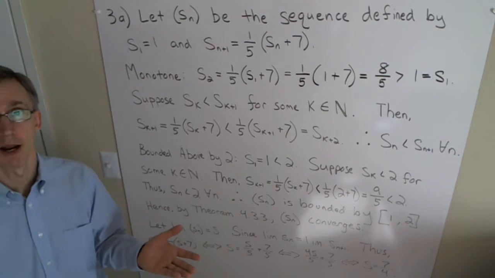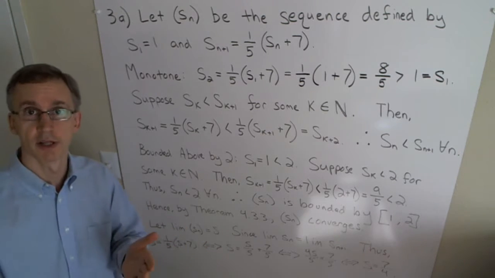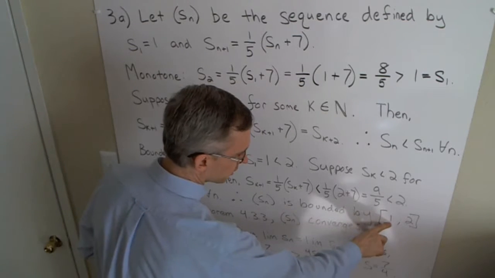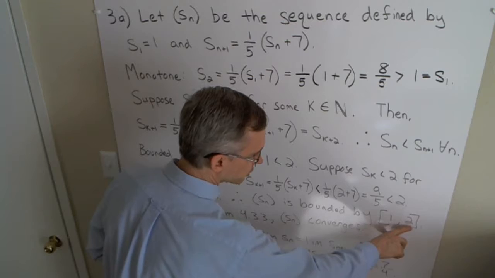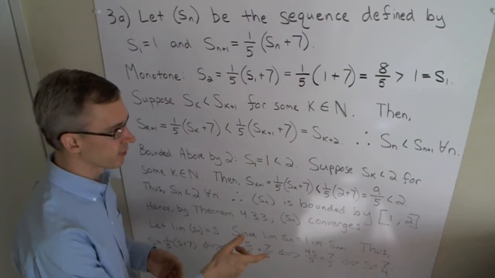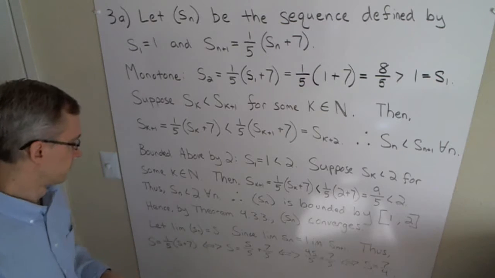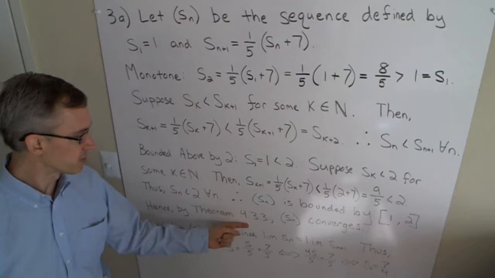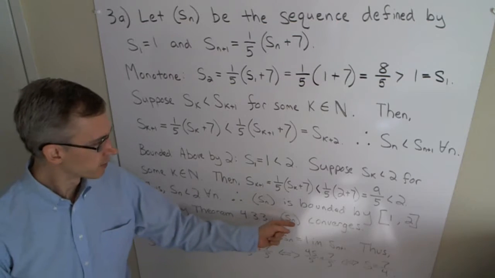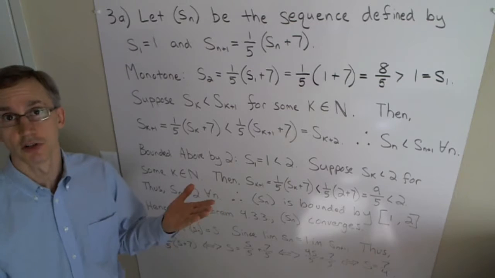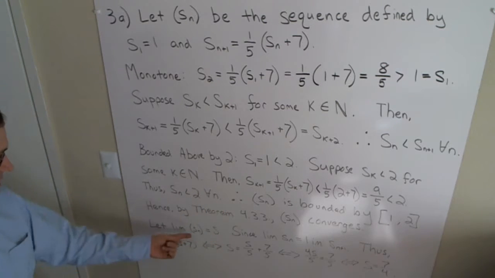Now we've shown that it's monotone, so it's always increasing, and the first value is 1. It's bounded above by 2, therefore the entire sequence is bounded by the interval 1 to 2. Hence, and this is the monotone convergence theorem, we have shown that the sequence converges to some value which we call S.